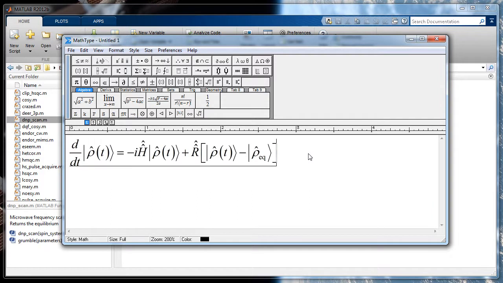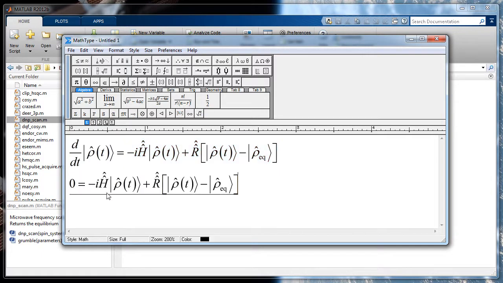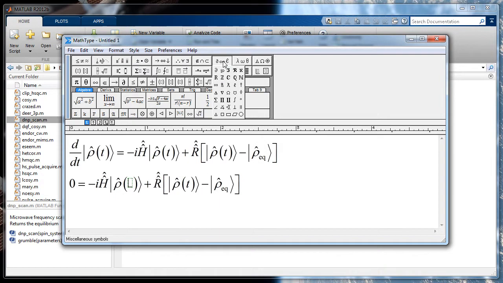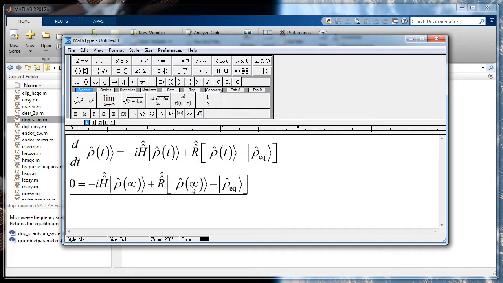Right, so this is our time domain Liouville equation, but what we need for this is a steady state, and a steady state means that the time derivative is equal to 0. So we say 0 equals this, minus iH and so on. What we now need to do is to solve this for our density matrix, which would be the density matrix at infinity, that is at a steady state. Okay, so let me just open the brackets here. So we get this out and put it here, minus another instance of the relaxation superoperator times the equilibrium density matrix. There we are.